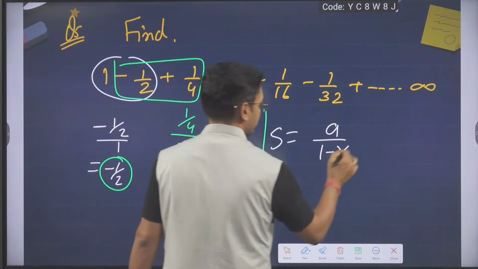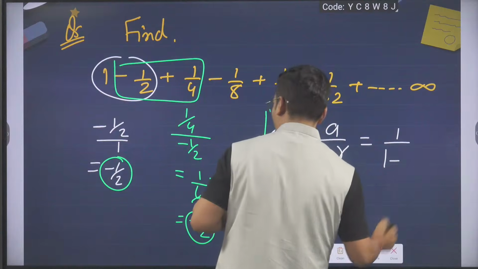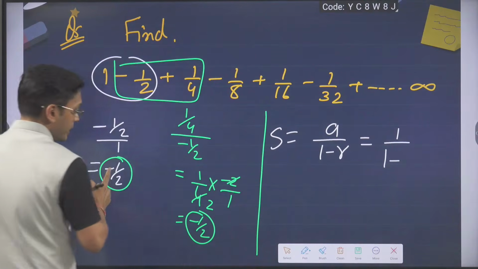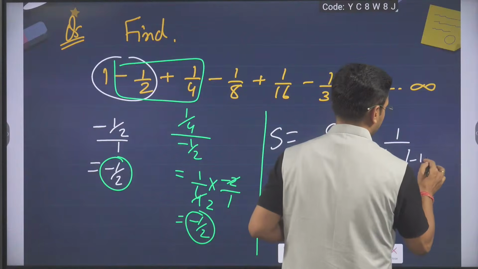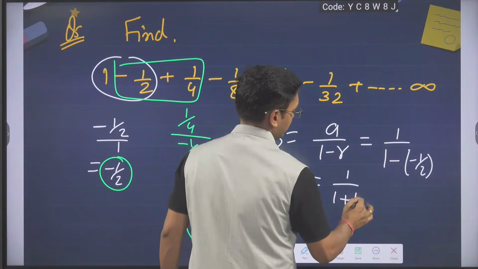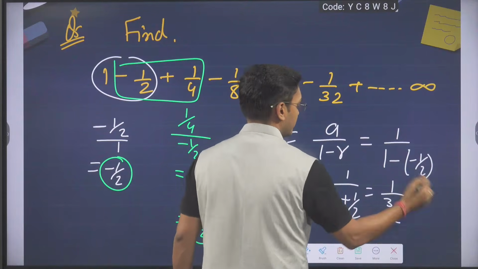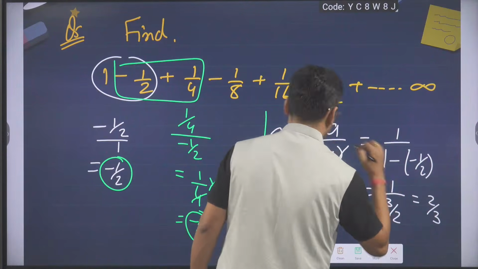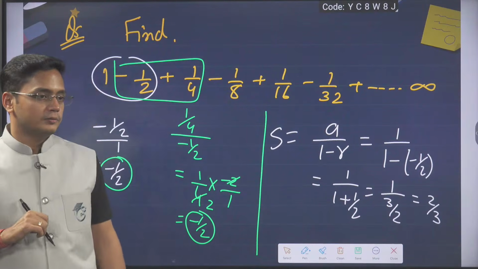A is the first term. What is the first term here? 1 only, upon 1 minus. This time R is 1 by 2 or minus 1 by 2? Minus 1 by 2. So we can say minus of minus 1 by 2. So this comes out to be 1 upon 1 plus 1 by 2. So this comes out to be 1 upon 3 by 2. This becomes 2 by 3, which is the correct answer.